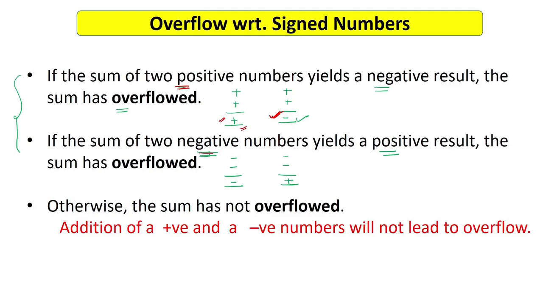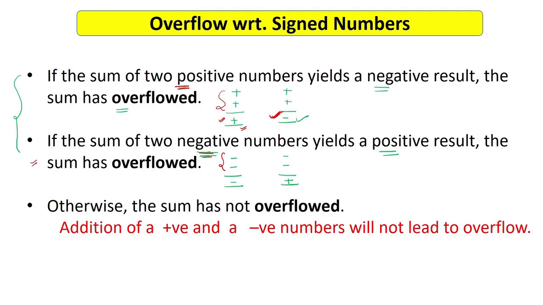The same case applies to negative numbers. So it does not mean that while adding two positive numbers we will always get the overflow, or while adding two negative numbers we will always get the overflow. It may happen or it may not happen.